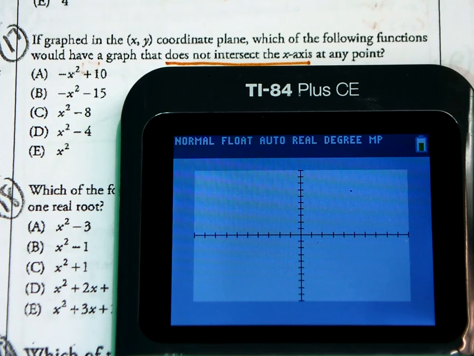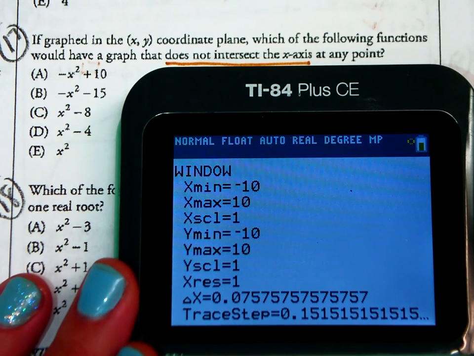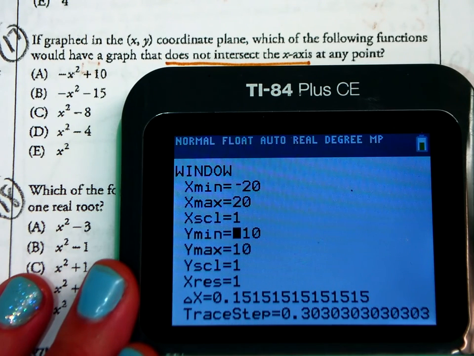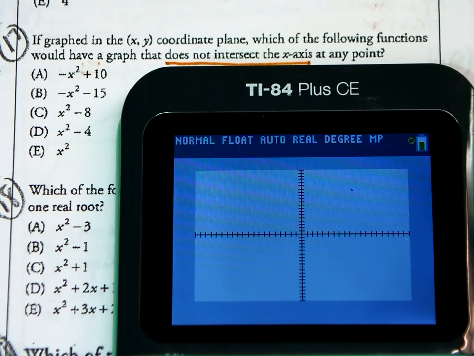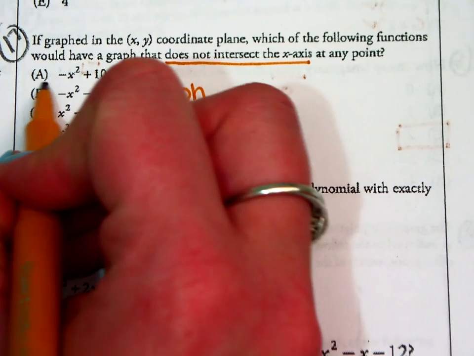And when I graph, I notice that it's not crossing at all, so what I'm going to do is adjust my window. I'm going to just change the x to negative 20. We'll make this positive 20. We'll just increase everything by 20, so you can always do this, and now it's made the graph smaller. So now you can clearly see that it's down here at negative 15, which means that it's not actually crossing the x-axis at all. So the correct answer is B.